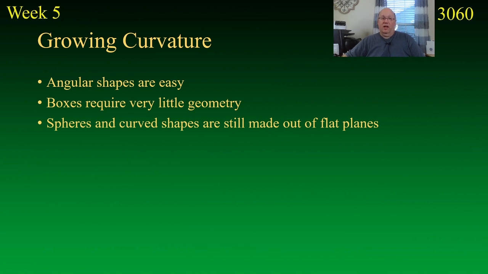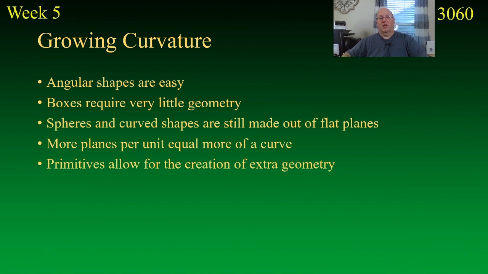Now, on the other hand, I'm going to warn you in advance, if you try to do that right off the bat, you're going to get an object which has enormous amounts of geometry and will take computer resources, meaning that the computer is going to have a hard time keeping track of all that if you go too far. Now, I'm not saying not to do it. Sometimes you have to. But expect longer render times, longer calculating times if you're adding more geometry. And that's even true with these computers. Okay, more planes per unit equals more of a curve. Primitives allow for the creation of extra geometry. So, meaning that you've got your box tool, and you can tell it to create that radius that gives little curved edges there.